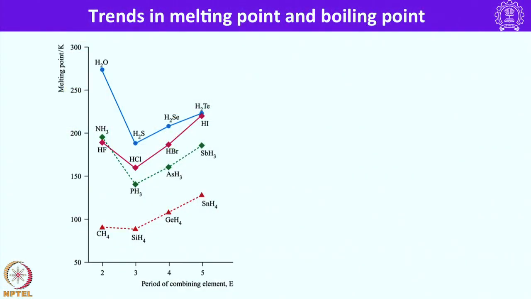Let us analyze these trends, let us look into the melting points of several hydrides of group 14 to group 17. I have listed here, for example, CH4, methane, silane, germane and stannane, and similarly for group 15, ammonia, phosphine, arsine and stibine. And in case of group 16, water, hydrogen sulfide, hydrogen selenide and hydrogen telluride are given. And similarly for group 17, HF, HCl, HBr and HI are given. You can see the trends.